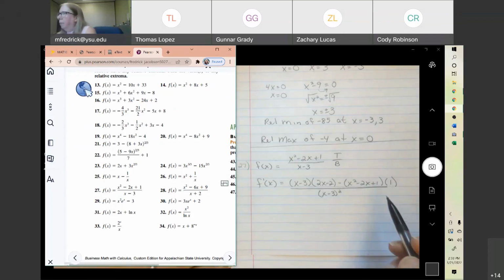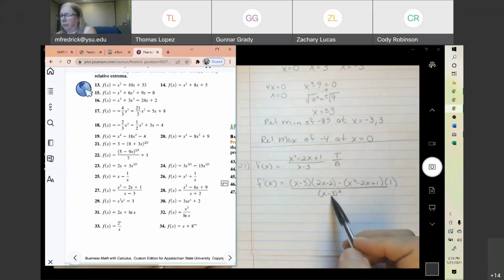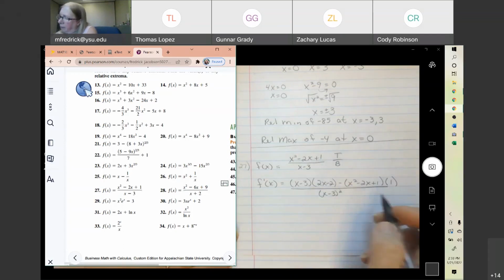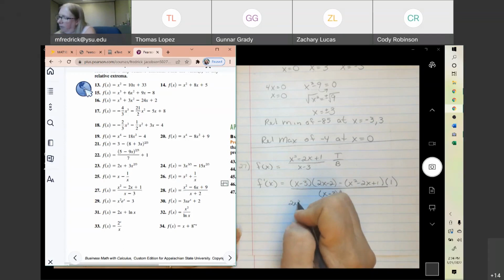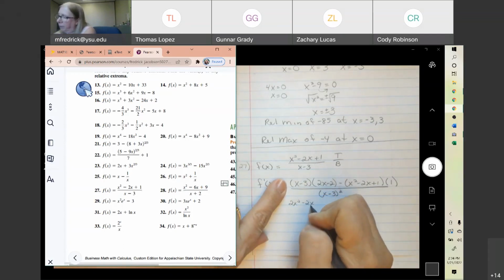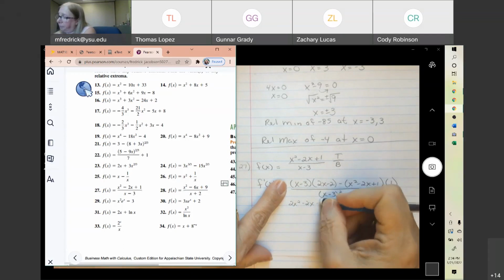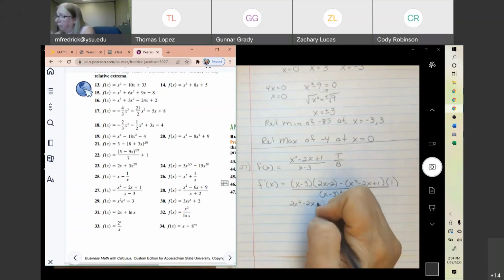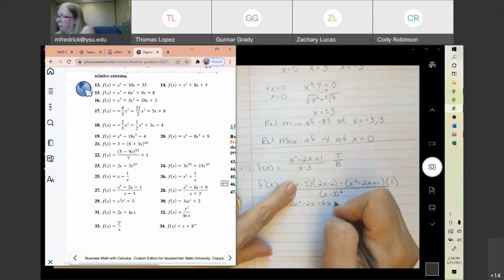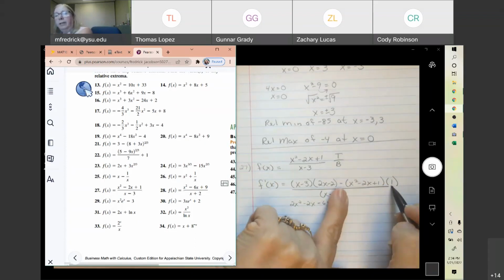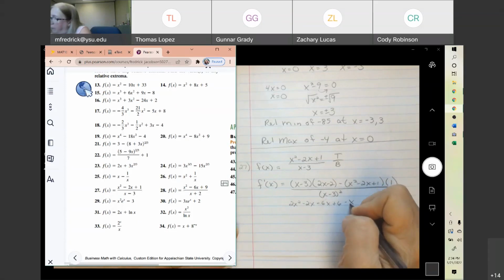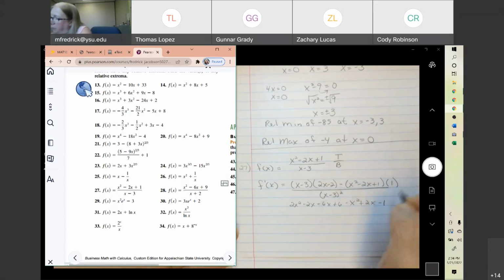Okay. Because we need to set it equal to 0, it would probably be a good idea to simplify the top. I wouldn't multiply the bottom out though, because we're just going to get rid of it. But foiling the top, 2x squared minus 2x minus 6x plus 6. And then here I'm distributing a -1. So negative x squared plus 2x minus 1, all over the bottom squared.